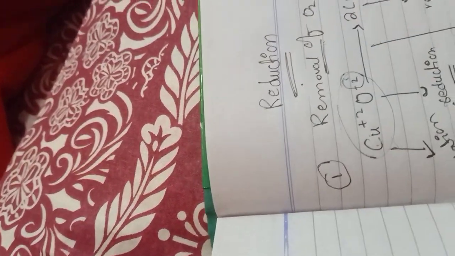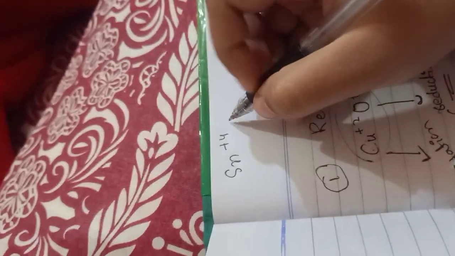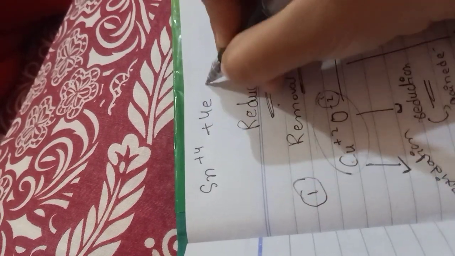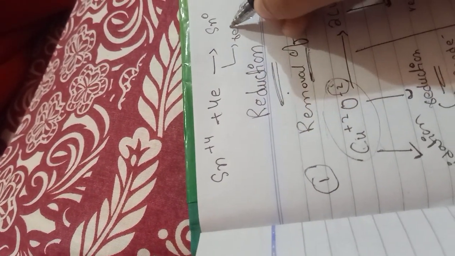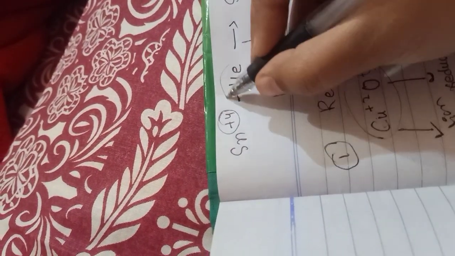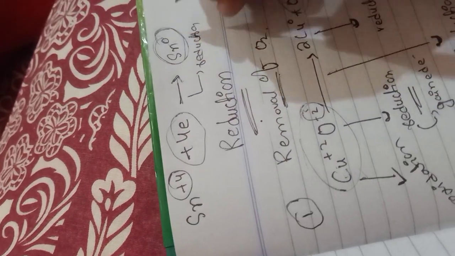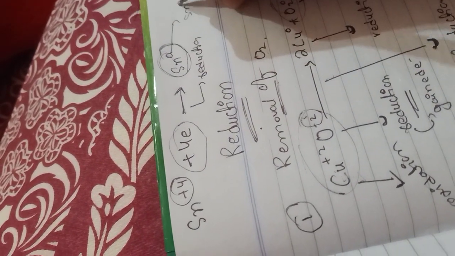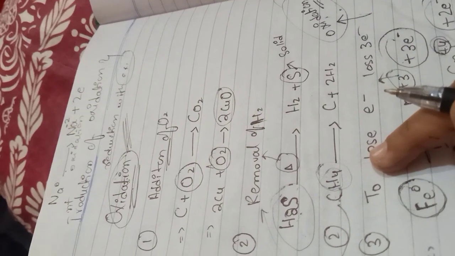For example, it has gained 4 electrons and is becoming this, which means it is the reduction. It needed 4 electrons, so it has gained 4 electrons, and the sign here is indicating that this is the gaining form, which means this is the reduction. So this was about the reduction.